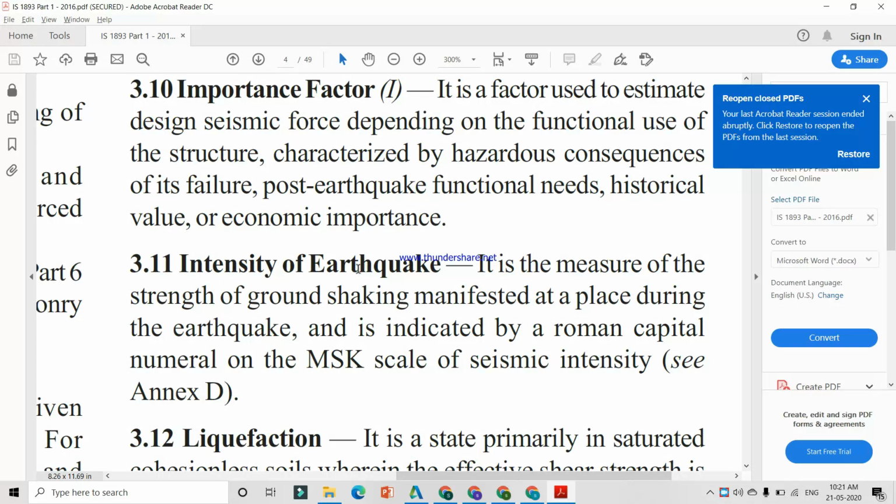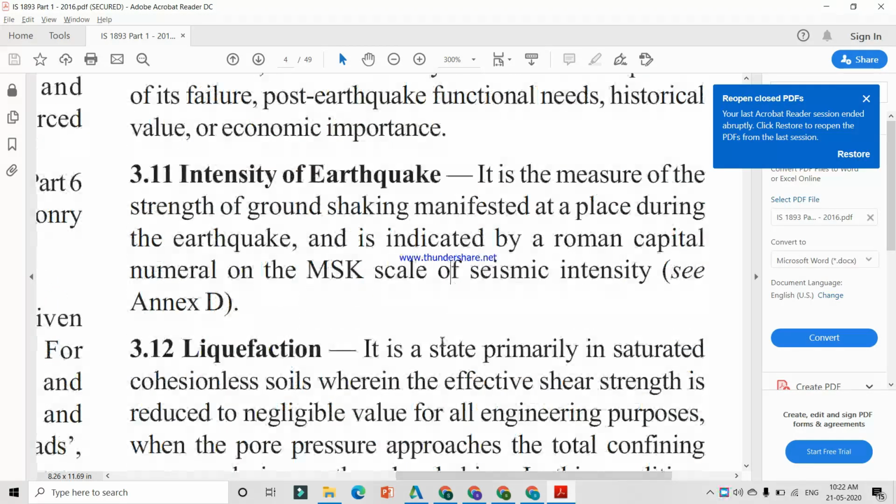The next is the intensity of earthquake. Intensity of earthquake means the ground shaking manifested at a place during the earthquake. That means the amount of ground shaking during the earthquake that is applied on a building. The value is given in Roman capital numerals. We can also call it the MSK scale, that is, the Mercalli scale. Generally the range is 0 to 9, and the magnitude is measured on the Richter scale.